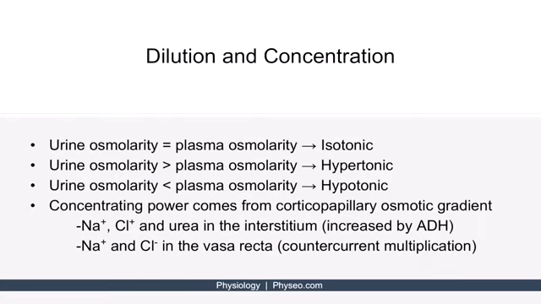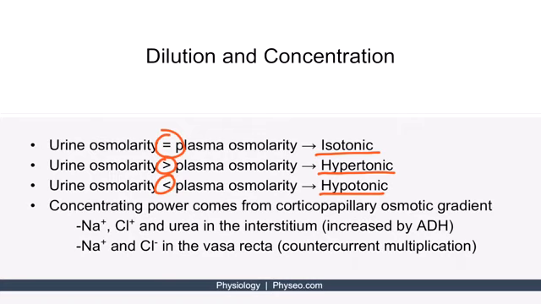Now let's talk specifically about how the nephrons of the kidney concentrate and dilute the urine. First, let's get some terms out of the way. The urine or tubular filtrate of a given segment of the nephron is considered isotonic, hypotonic, or hypertonic. This label is determined by comparing the osmolarity of the segment to the osmolarity of the plasma. If the urine osmolarity is equal to the osmolarity of the plasma, it is considered isotonic. If it is greater, it is considered hypertonic.